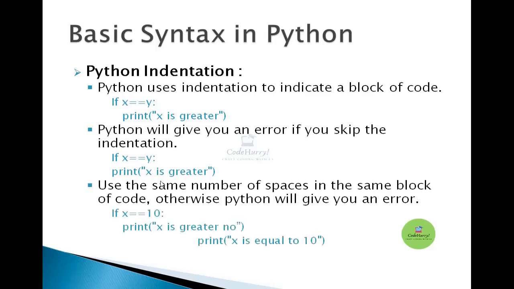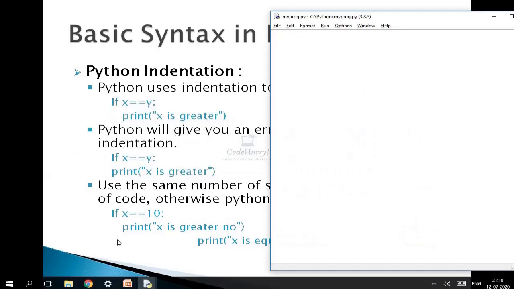Again, you need to follow the same number of spaces within the same block of code. For example, here within this single if statement, there are two print statements. One print statement is written with a single tab space as an indentation, and the other print statement is written with multiple tab spaces as an indentation. So this will give you a syntax error because both these statements need to be provided with the same number of spaces. So I'll just show you this example so that you'll understand.